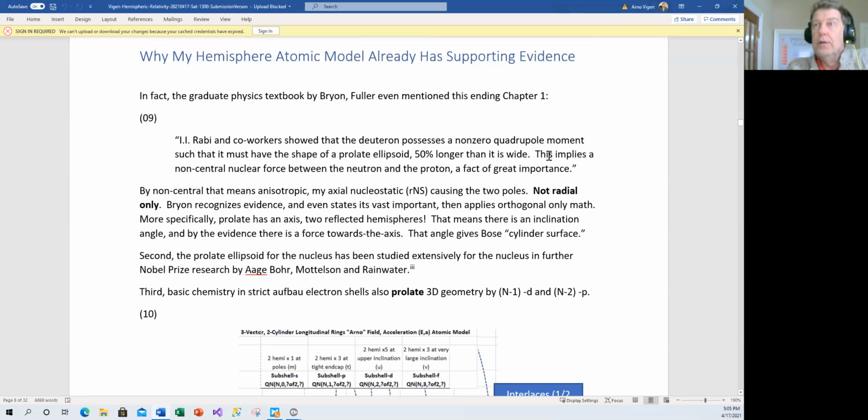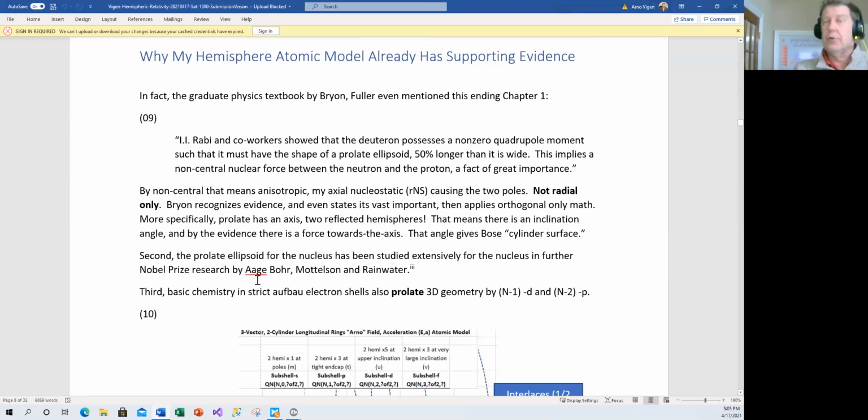They have evidence for it, and they say it applies, and it's in fact of great importance, but then they go ahead and they use an orthogonal XYZ equation, basically doing that. Secondly, Aage Bohr, the son of Niels Bohr, Mottelson and Rainwater got the Nobel Prize for the completion of this work.